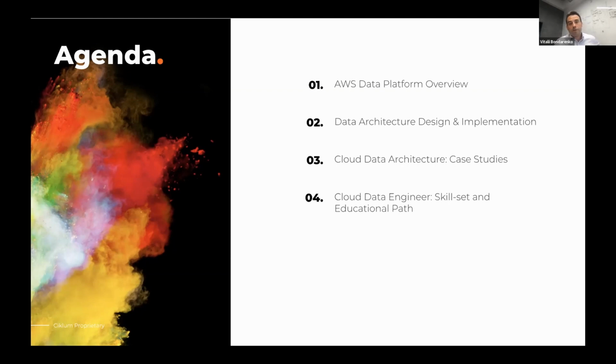I will finish this presentation with the way we train people in the Center of Excellence, skill metrics, and what exactly you need to know to be a good data engineer, if you'd like to be.